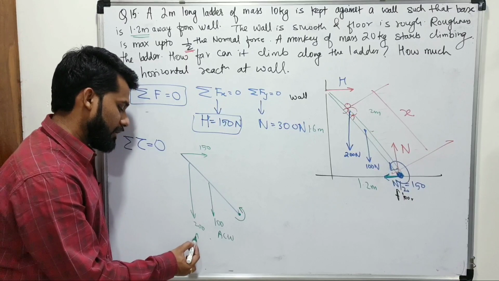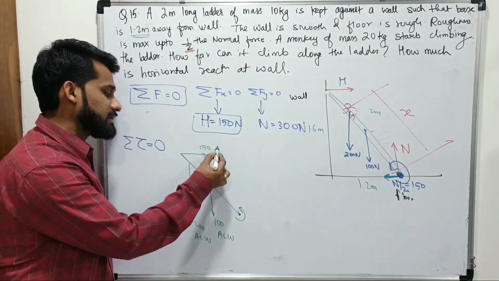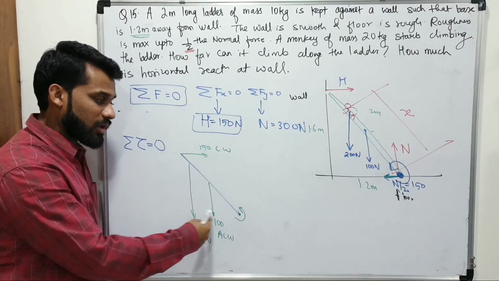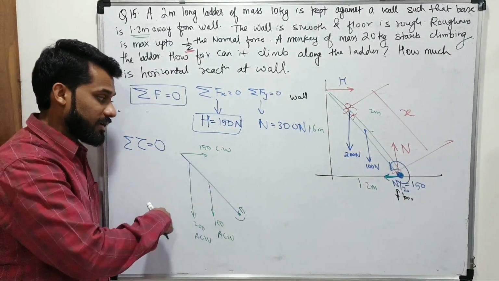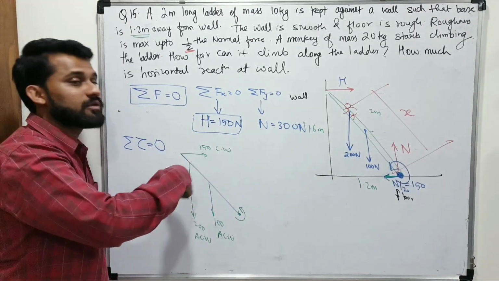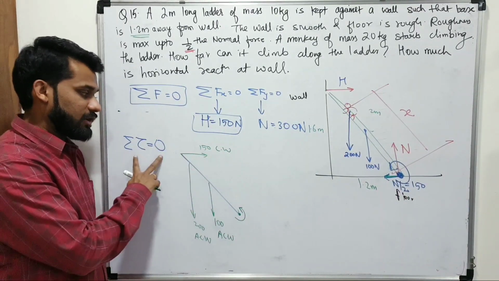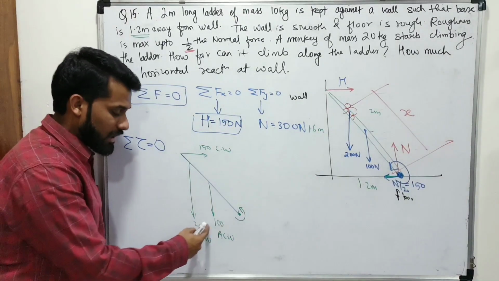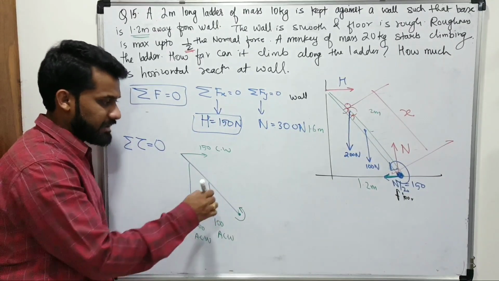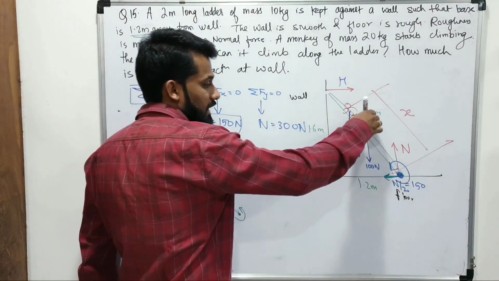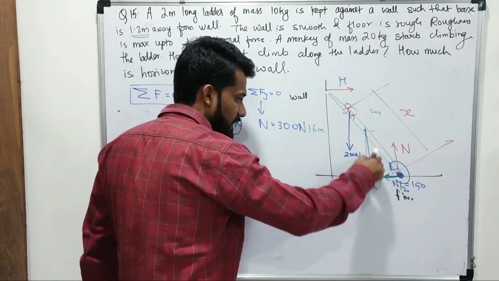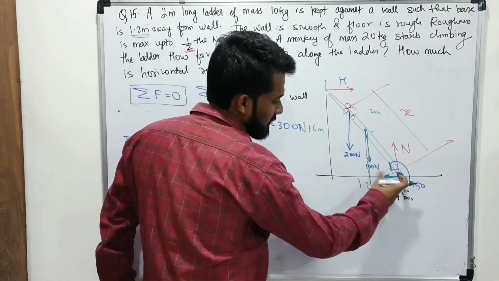This is also anti-clockwise, and this is clockwise. So इन दोनों का torque anti-clockwise है, इसका torque clockwise है. They should cancel out so that net torque should become 0. So इन दोनों का torque I'll calculate first, right? So 100 वाले का torque कितना होगा? 100 is the force into what is the perpendicular distance?